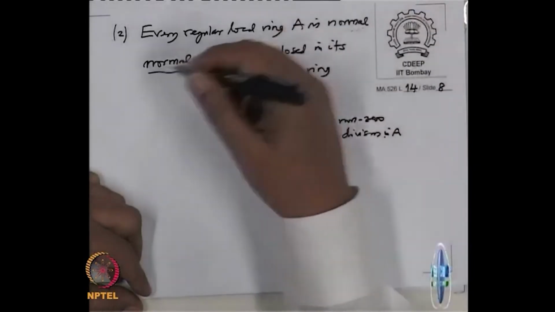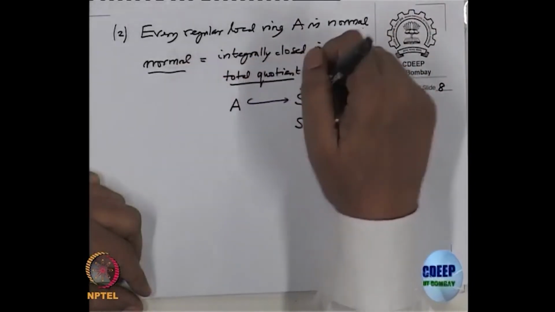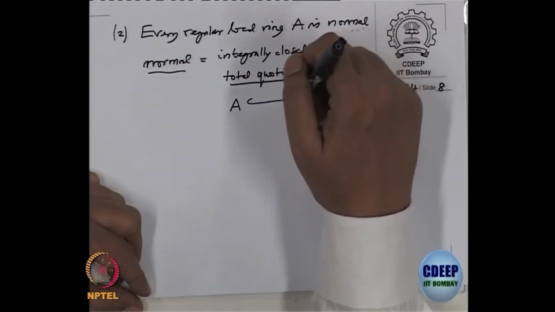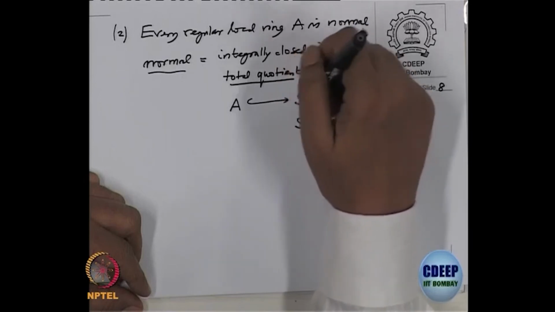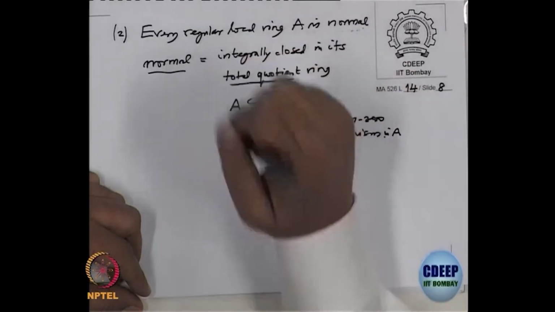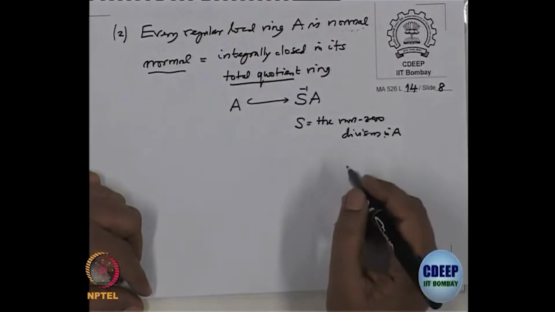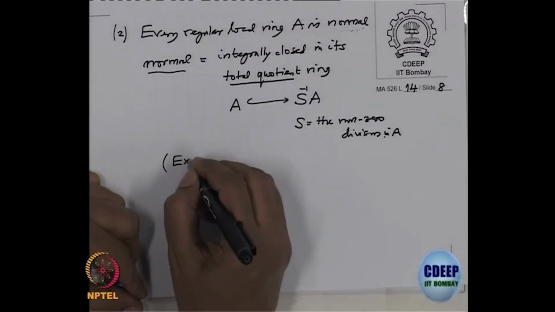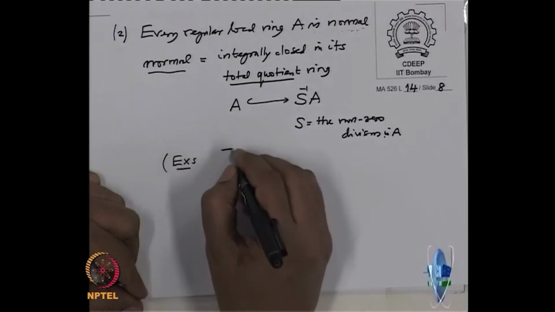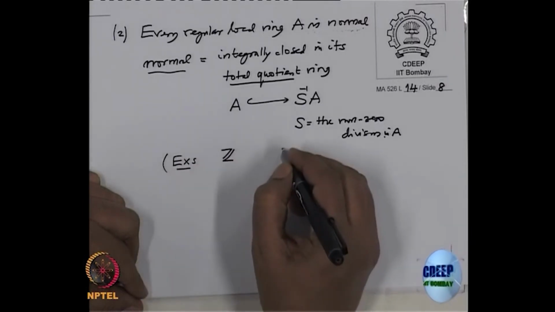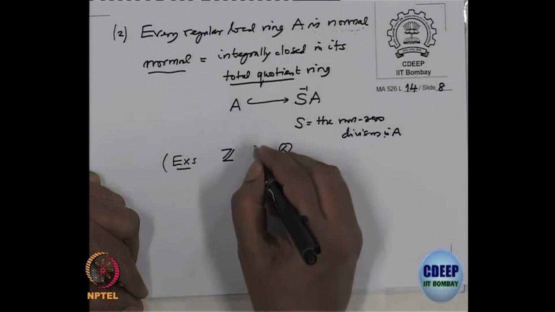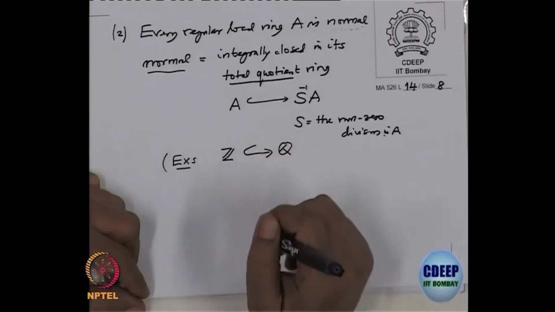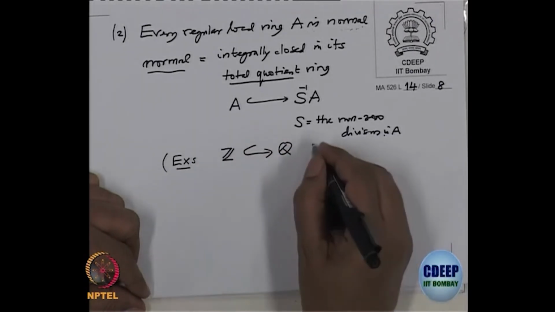So, normal means A is integrally closed, meaning every element of S inverse A which is integral over A must be in A. Typical example of a normal domain is the integers. The quotient field is Q here, and Z is integrally closed in Q, that is a famous observation by Gauss.